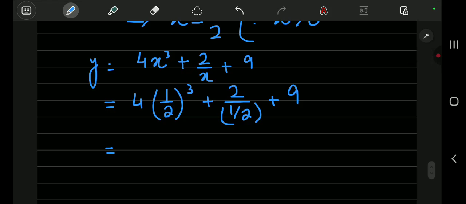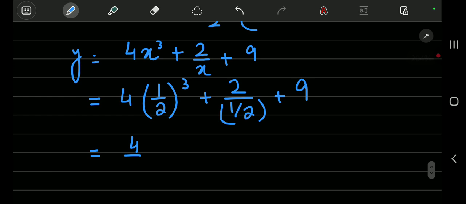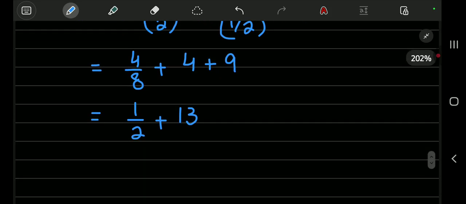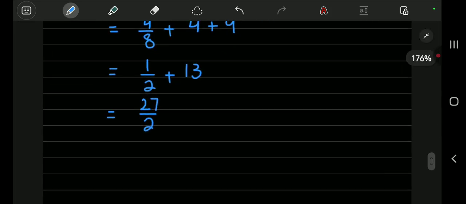So this becomes 4 over 8 plus 4 plus 9. This is 2 divided by 1 over 2, so that means 2 multiplied by 2 over 1. So 1 over 2 plus 13, 27 over 2 will be your y coordinate. Now we have the point P: x is 1 over 2 and y is 27 over 2.